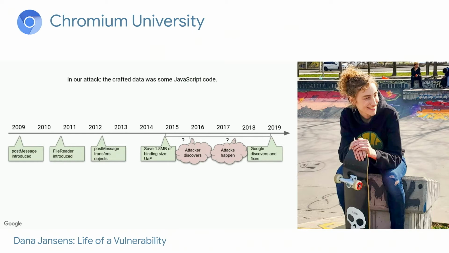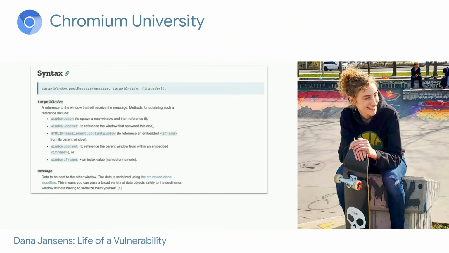Let's look at some of those steps which led up to the bug being introduced. The attack was in the form of malicious JavaScript delivered to Chrome. It used 2 major APIs. One of them was PostMessage, added way back in 2009. It is used to send messages from one browser window to another. Originally, PostMessage only allowed you to transfer strings. In 2012, that restriction was relaxed, such that certain objects could be transferred too.